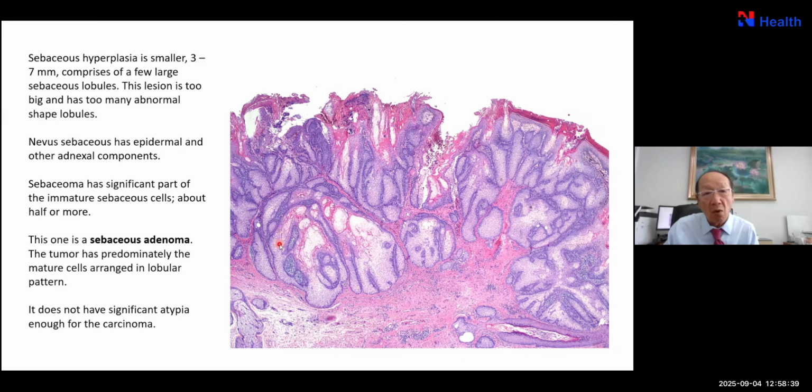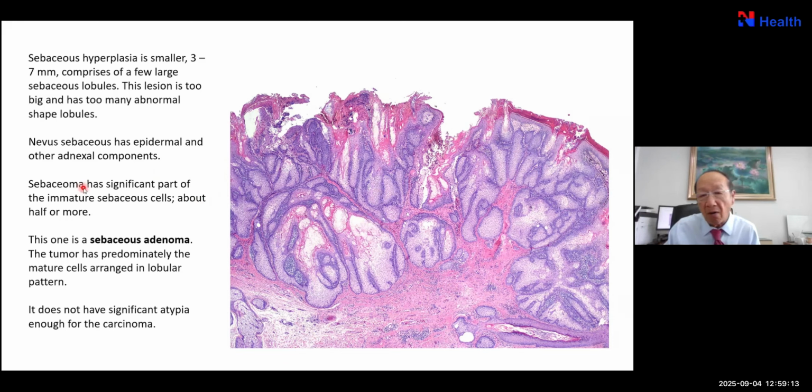When patients get older, 60, 70 years old, there will be additional adnexal neoplasms growing on this one. Some adnexal neoplasms will look bizarre. They are called trichoblastoma, or even basal cell carcinoma can develop in that lesion. That's a part of nevus sebaceous. This case doesn't have that feature, so it's not nevus sebaceous.